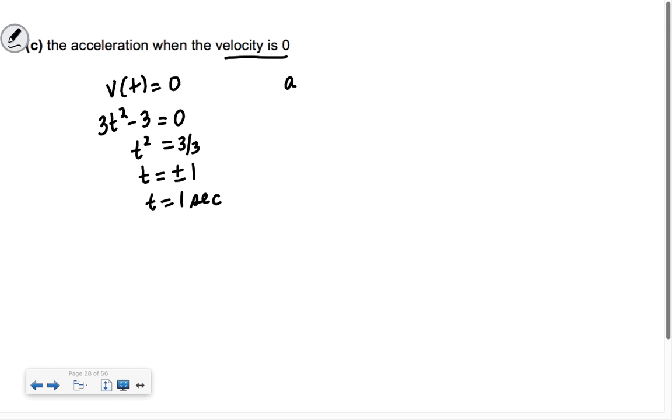So if I'm finding my acceleration at 1 second, then I'm plugging into the 6 times t. So I'm going to have 6 times 1, which is 6. So that's going to be meters per second squared. Okay, so I used one answer to find the next answer. Easy enough. It's really not that bad.